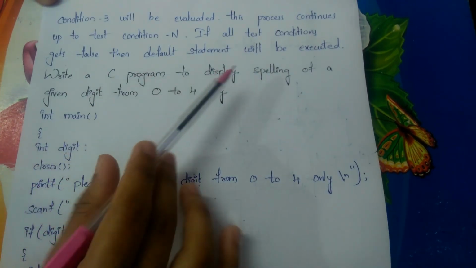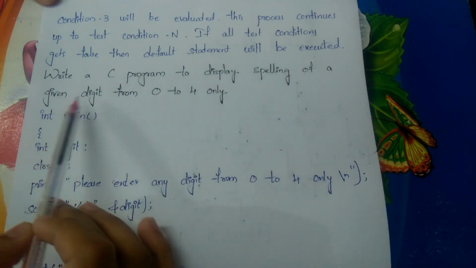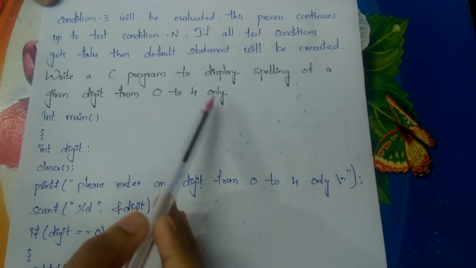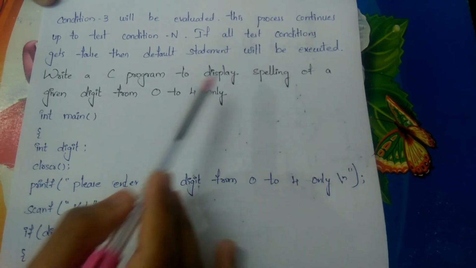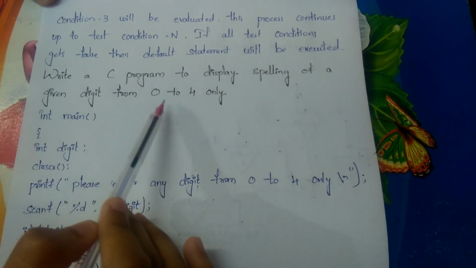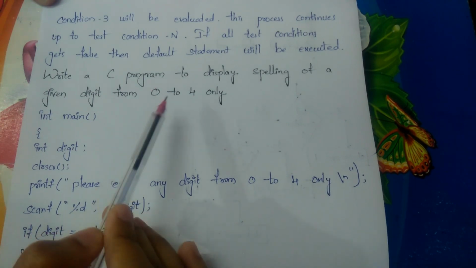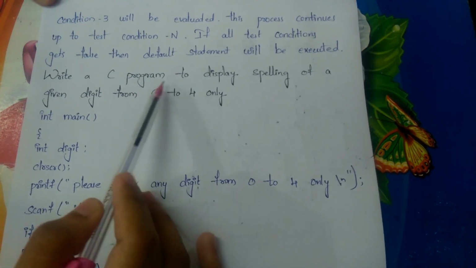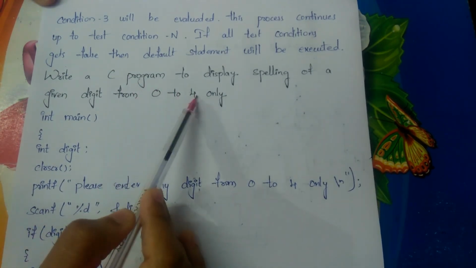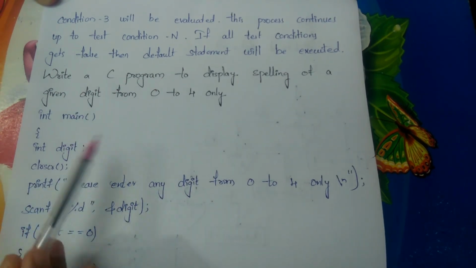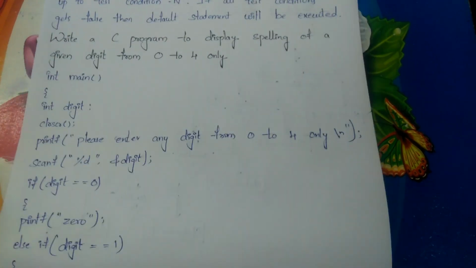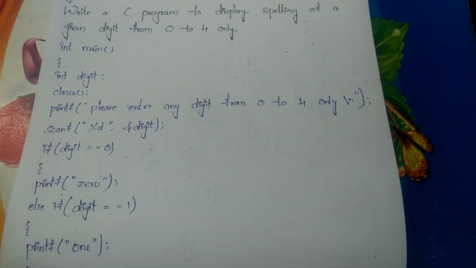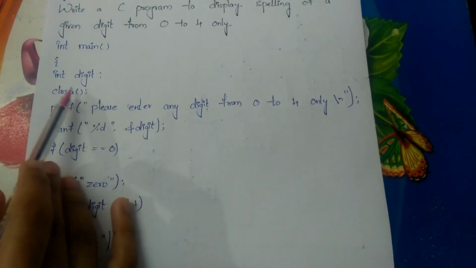Write a C program to display the spelling of a given digit from 0 to 4 only. So from 0 to 4, we just have to display the spelling, that is ZERO, ONE, TWO, THREE. Like that we have to display only for the digits 0 to 4. Now let's start here with the main function. Now I am declaring one variable, digit, with the data type integer.